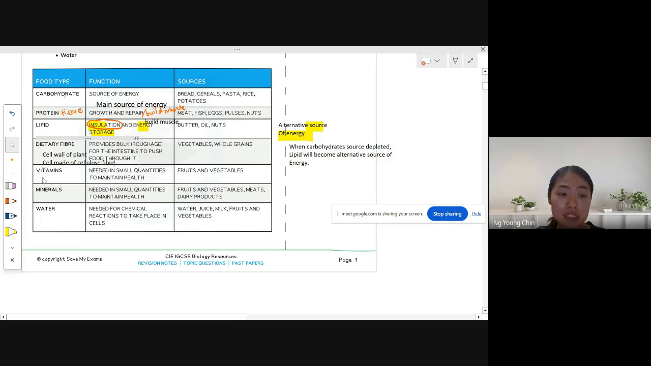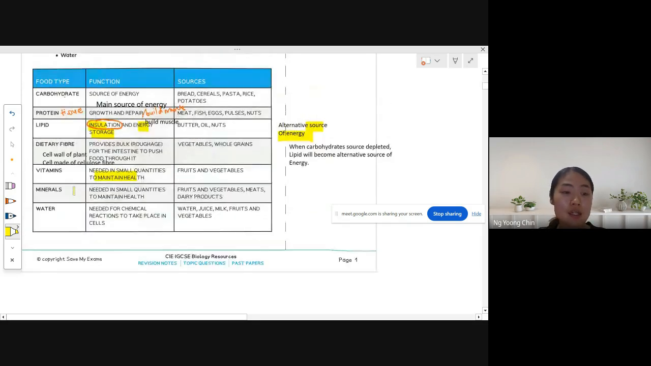Then followed by the vitamins and minerals. Vitamins and minerals are required by our body in a very small quantity, okay? But they are also important, needed in a very small amount only to help us to maintain health. Mostly the vitamins and minerals come from fruits and vegetables.